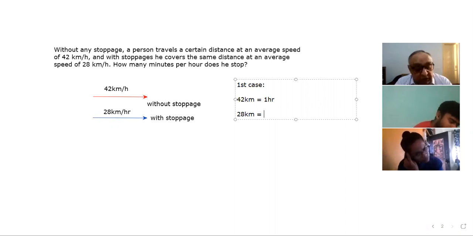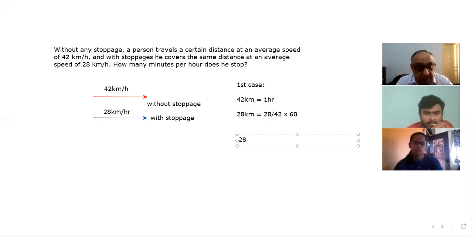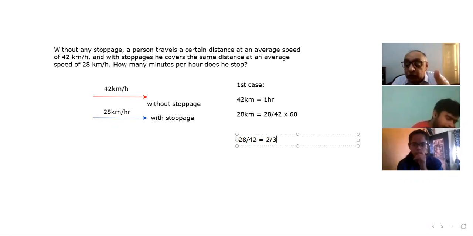That is equal to 28 divided by 42, multiplied by 1 hour. Let us take it as 60 minutes, because the distance is 2/3 now. 28 is 2/3 of 42. Clear now? So the distance is 28 of the 42, that is equal to 2 upon 3. So if the distance is 2 upon 3, the time taken will also be 2 upon 3.